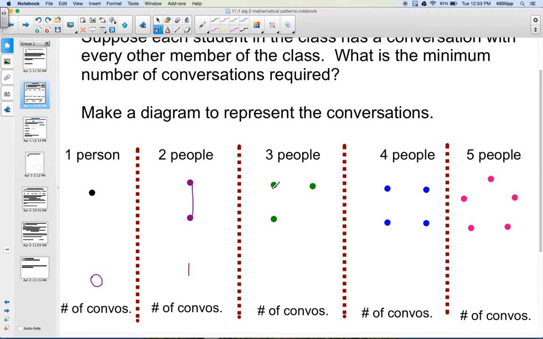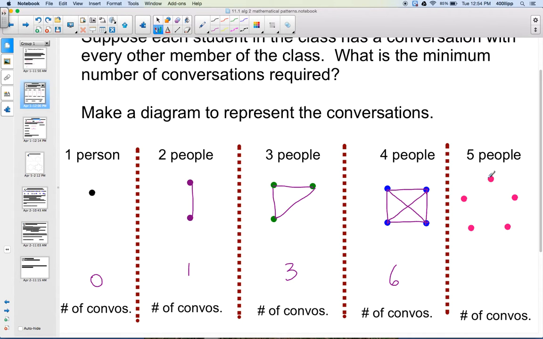3 people, we'll have 1, 2, and 3. 3 conversations. All of them are talking to each other. Okay, 4 people, we're going to have 1, 2, 3, 4. Then these 2 have to talk. 5, and these 2 have to talk. 6. That's 6 conversations happening.